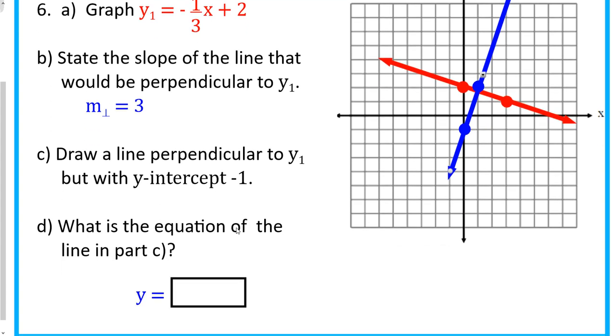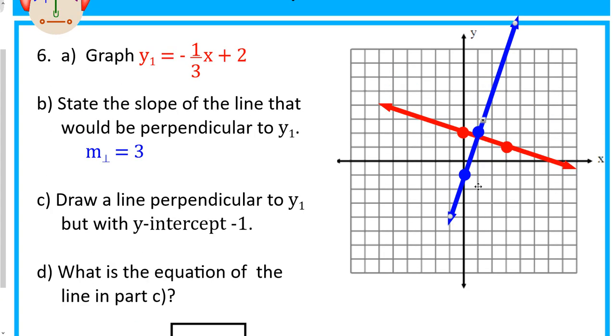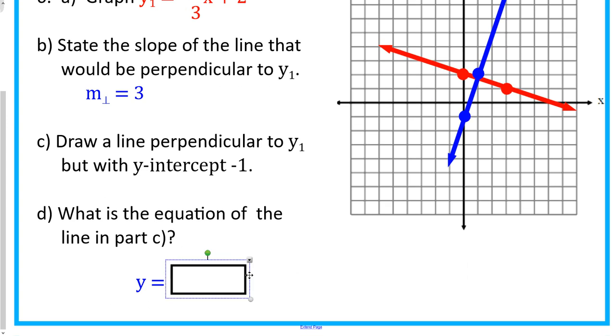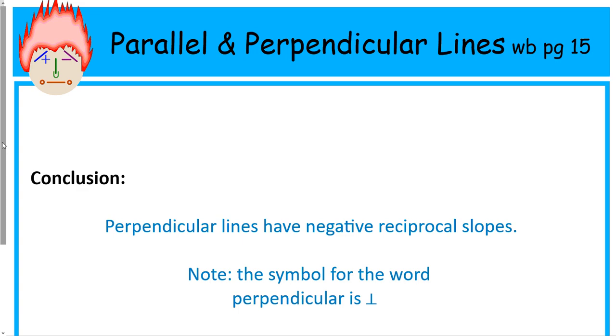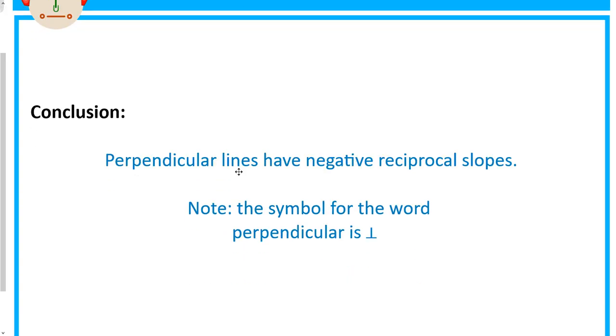What is the equation of the new line? So what is the equation of this new line? Well, the slope is going to be 3, right? And we said the y-intercept is -1. You can see that. So our equation should be y equals 3x minus 1. And to conclude, perpendicular lines have negative reciprocal slopes, and this is the symbol that we're going to use. It looks like an upside down T for perpendicular.